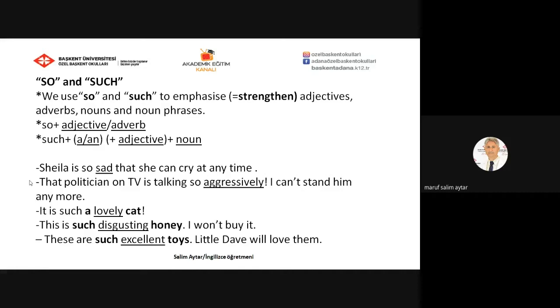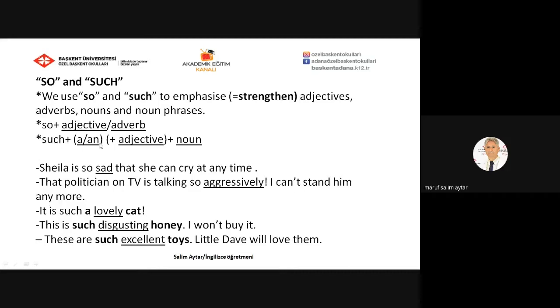Now, there is another form we use actually, and that is so and such. We use so and such to emphasize adjectives, to strengthen adjectives, adverbs, nouns, and noun phrases. And after so, we either have an adjective like good, like fine, like beautiful, or an adverb like beautifully, hard, excellently, fast.